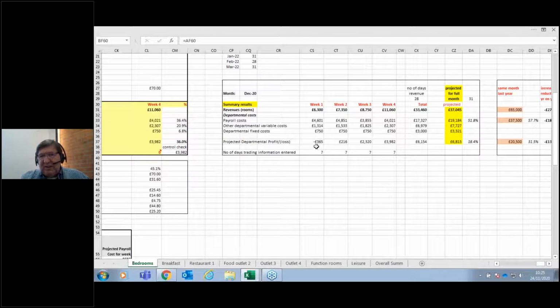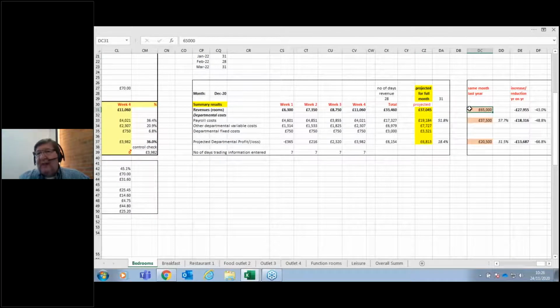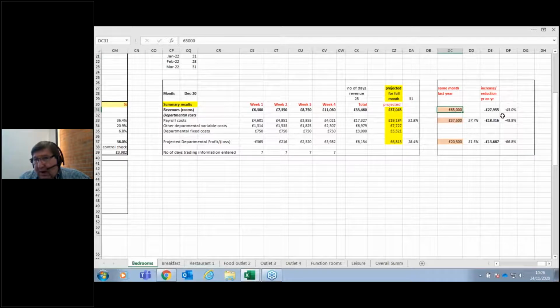So in this case, as you saw, we lost money in week 1, but we made a little bit of profit in week 2, and then we made some more realistic profits in week 3 and 4. So for the 28 days, it gave us a profit of that. For the full month, it'll prorate that, and that'll give us in theory a profit of £6,800. And if you choose to put in the results for the same month last year, i.e. December 2019, then you can put them in here and it will show you the year-on-year change, increase or decrease.